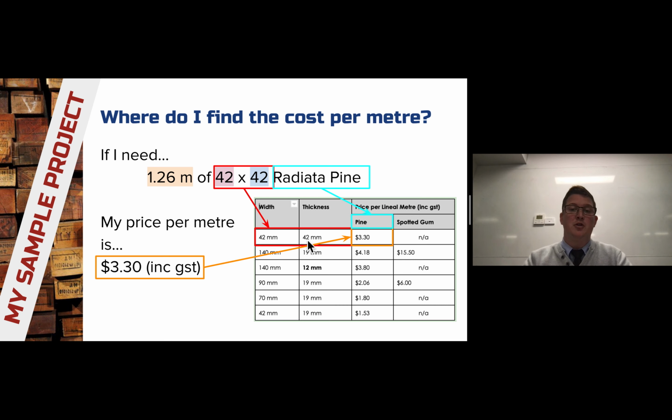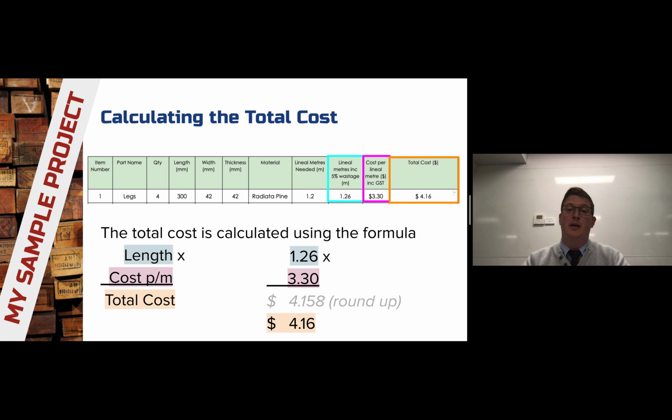So I find my 42 by 42, and I have a look. I've got pine here and I've got spotted gum here, so I've got all my pine prices and all my spotted gum prices. But the client has said, or my drawings have said, this is radiata pine, so I'm going to use the pine. My price per metre is $3.30. So 42 by 42, if I buy 1 metre of it, it's going to cost me $3.30. Okay? So that's now my price per metre, my cost per metre. And I put that $3.30 here in this pink column. So I get that information from this sheet here.